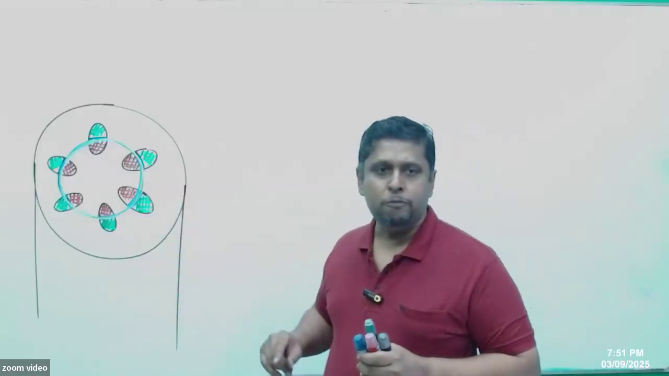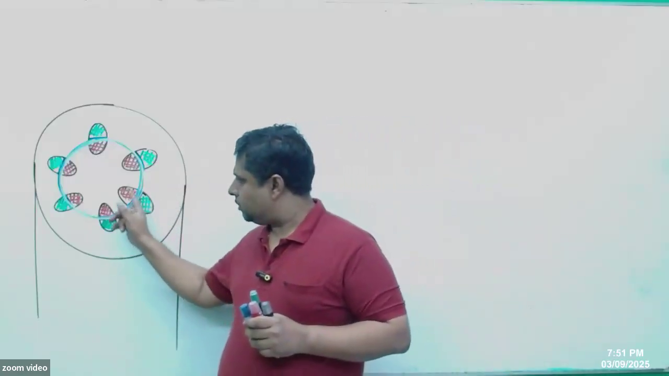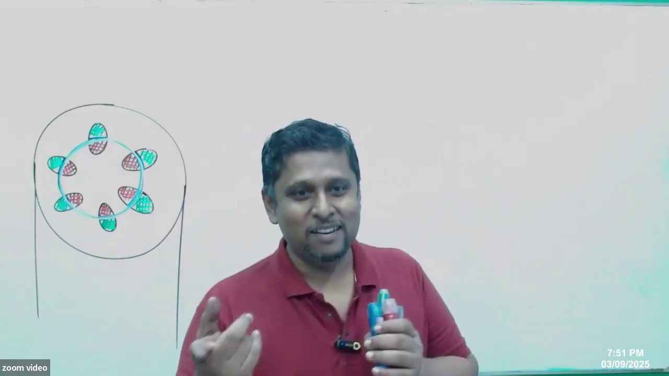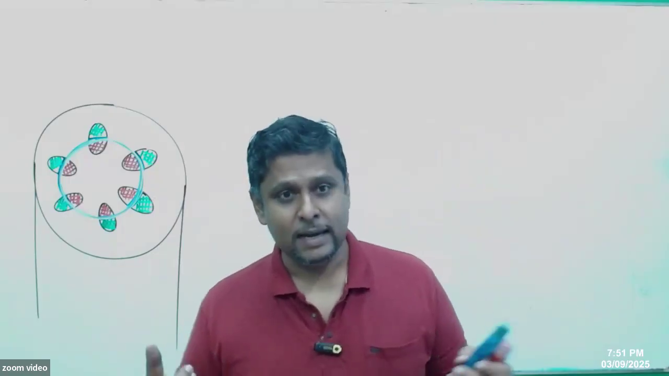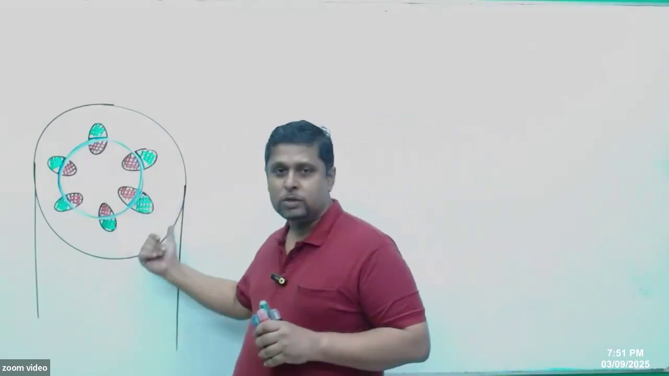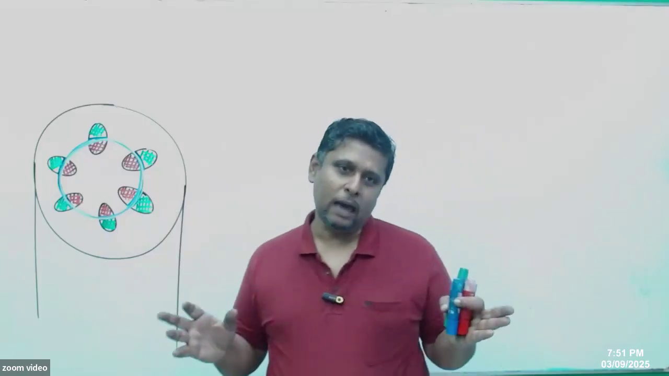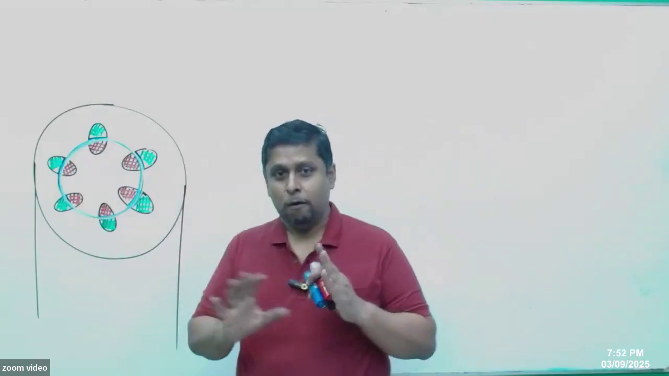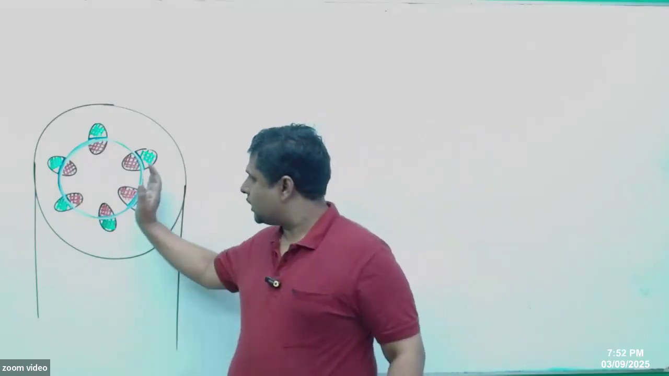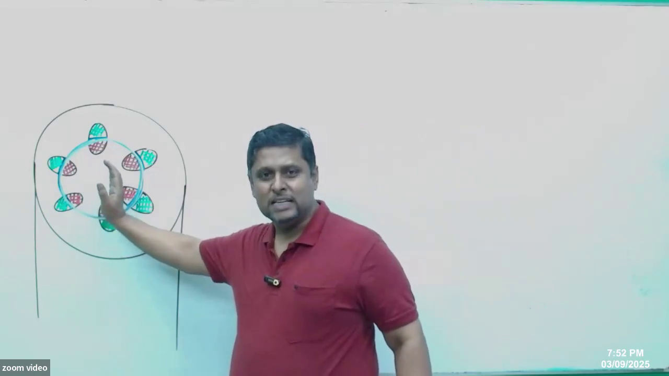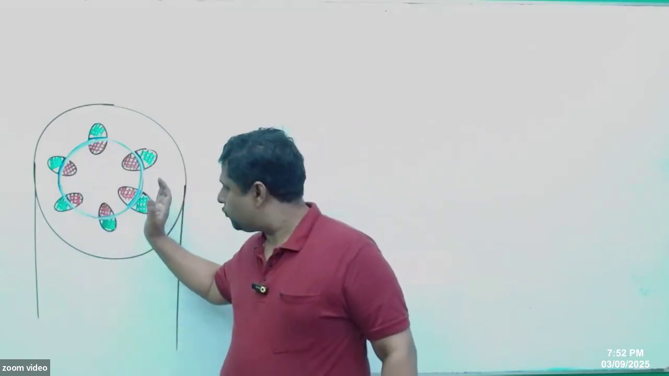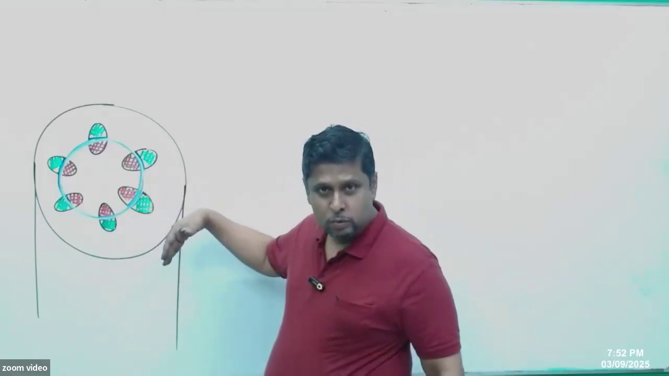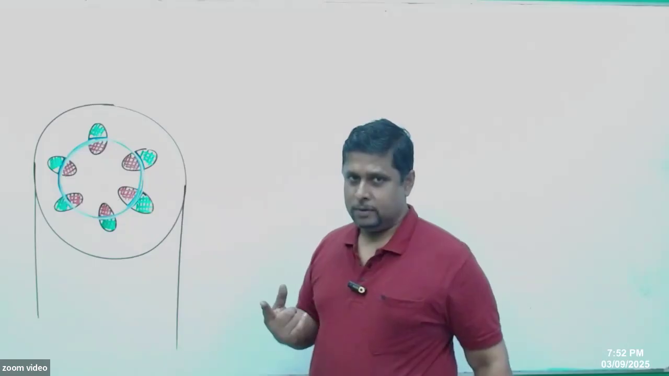So when the vascular cambium forms, from the vascular cambium inside, what do you have? Primary xylem. From the vascular cambium outside, what do you have? You have the primary phloem. So the vascular cambium is going to form the secondary xylem towards inside, and the secondary phloem towards outside, right?